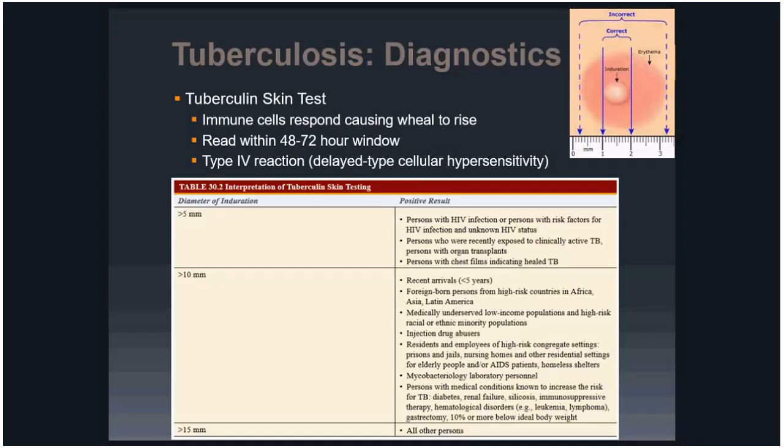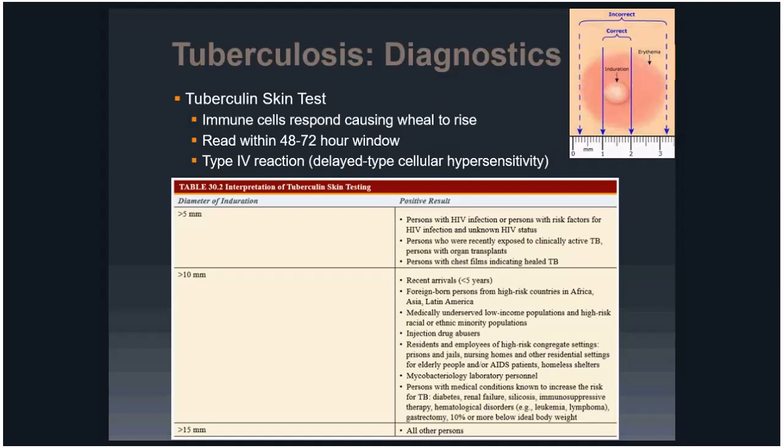With regards to how to interpret a skin test, with the tuberculin skin test itself, the immune cells respond, causing a welt to rise. The test must be read within 48 to 72 hours, not after 72 hours and not before 48 hours. And this is a type 4 reaction. It is a delayed-type cellular hypersensitivity.